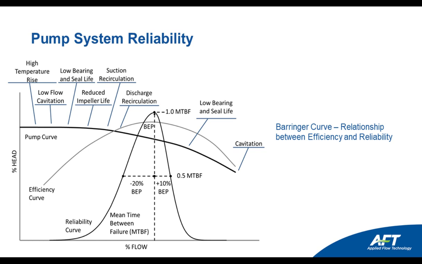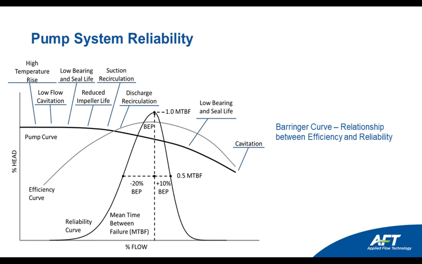As the pump operates at different flow rates on its curve to the left and the right of the best efficiency point, there are also various operating problems that are identified on this graph. Things such as if you're operating at a very low flow rate far back on the left of the curve, you could have high temperatures and low flow cavitation. Then you can have problems with the pump seals and bearings. You can lead into various recirculation issues.